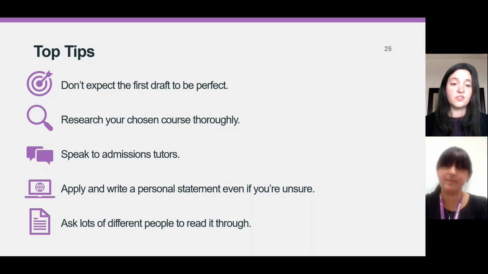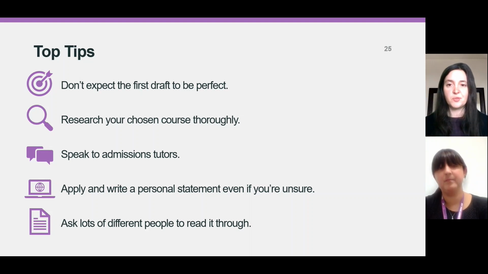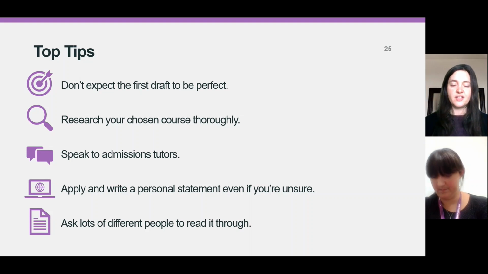I think we mentioned asking lots of different people to read it through, as many people as possible. You don't have to take all of their ideas on board, but having lots of different ideas means you get lots of different things to put in.